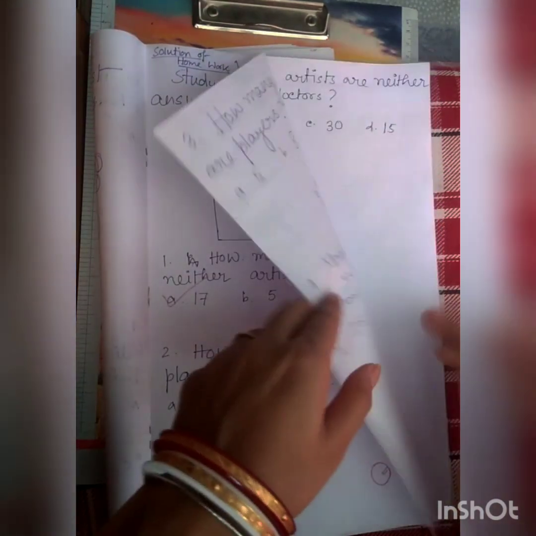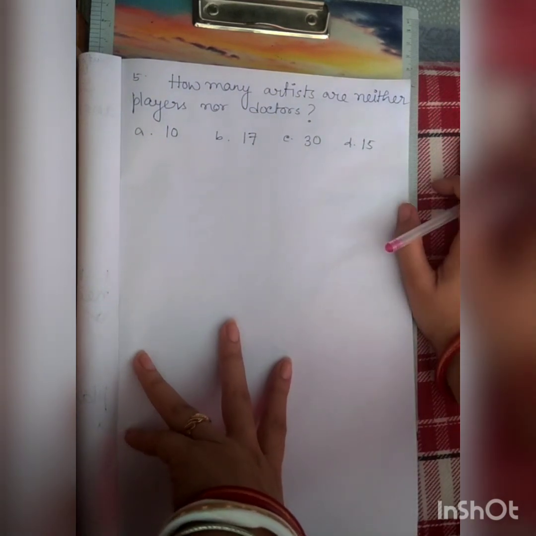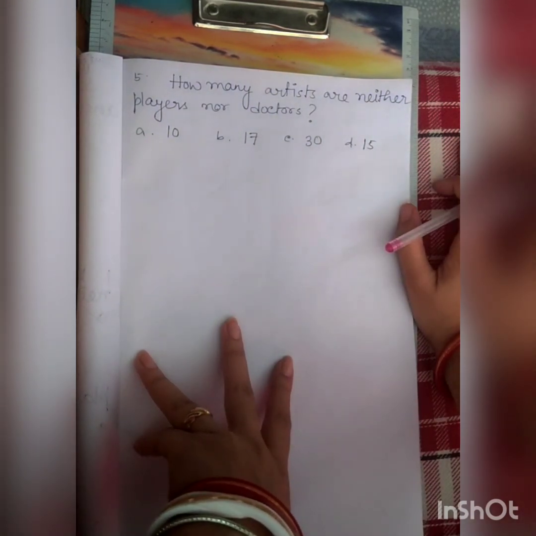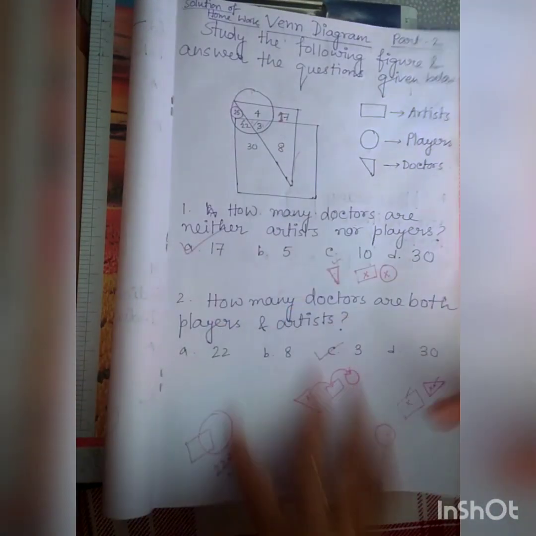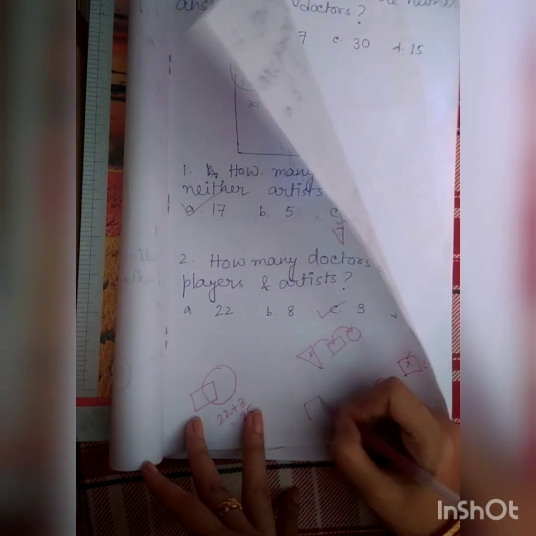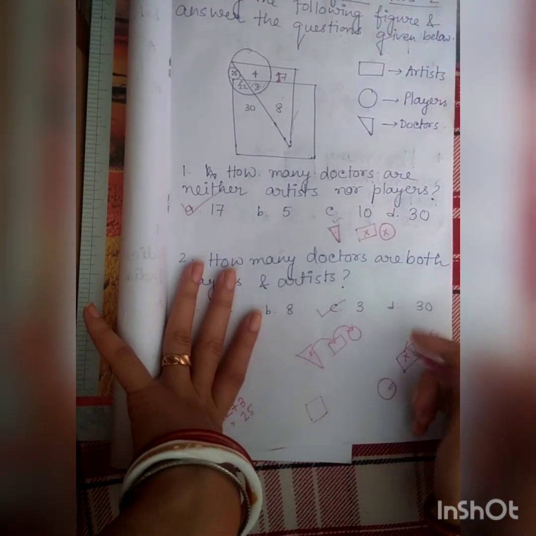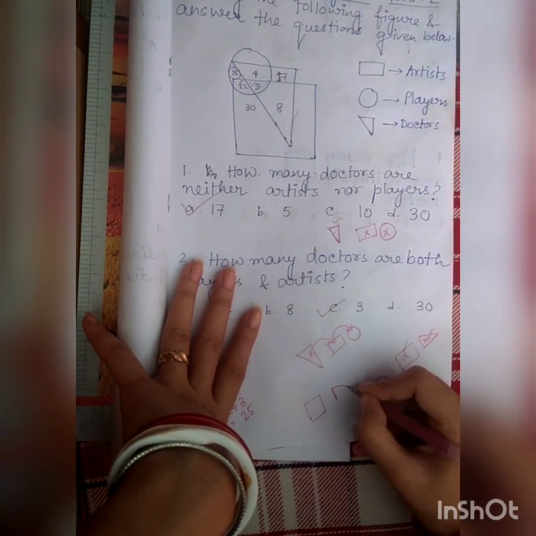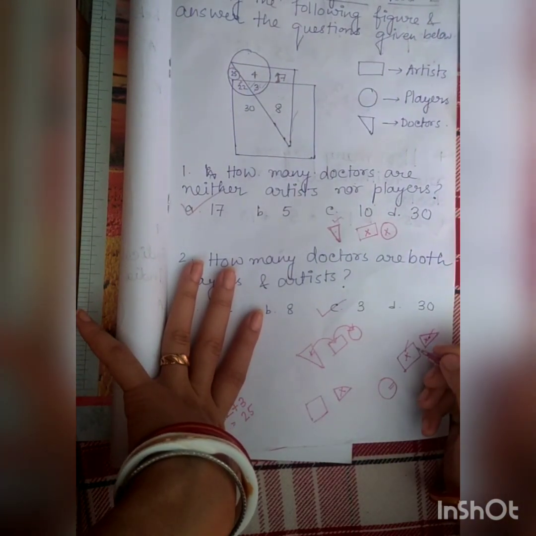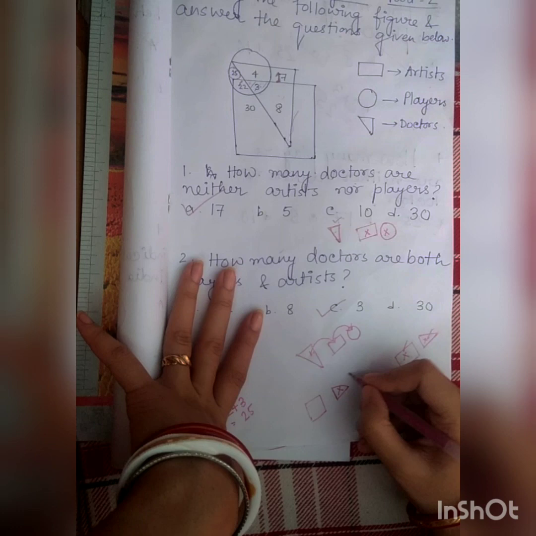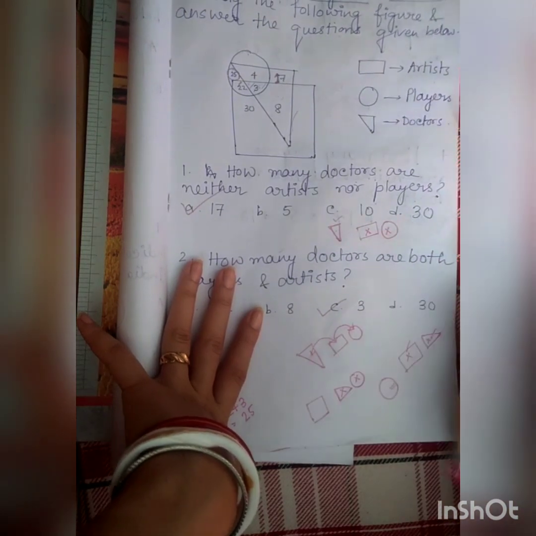Okay, let's come to the next question. How many artists are neither players nor doctor? Artist means there will be a square. Neither player nor doctor means no intersection of triangle and no intersection of circle.